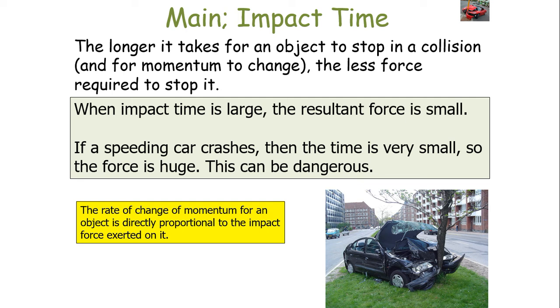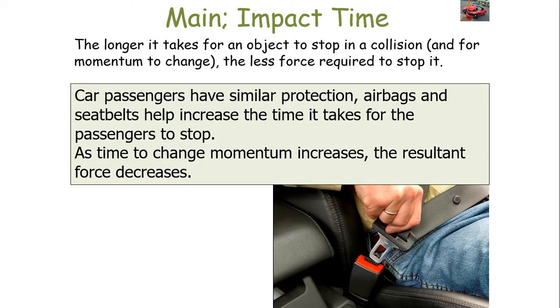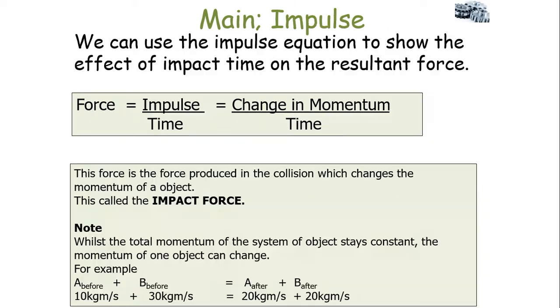Now the rate of change of momentum for an object is directly proportional to the impact force exerted on it. So this is why cars have crumple zones at the front and the back. They're weak enough to crumple but strong enough to do so slowly. This increases the time to change momentum, so decreases the resultant force on the car. Car passengers have similar protection. Airbags and seatbelts help increase the time it takes for passengers to stop, so as the time to change momentum increases, the resultant force decreases.